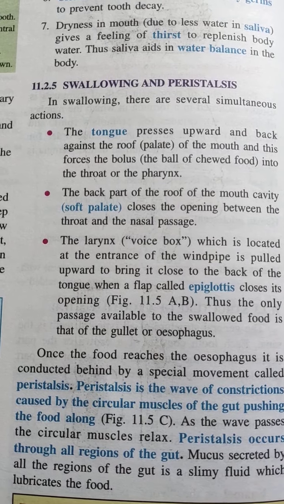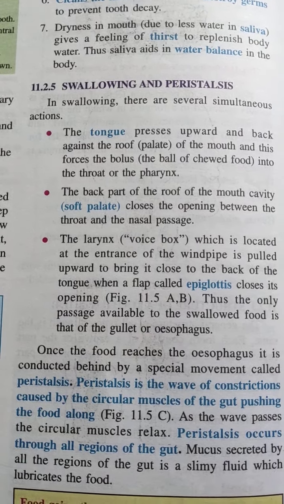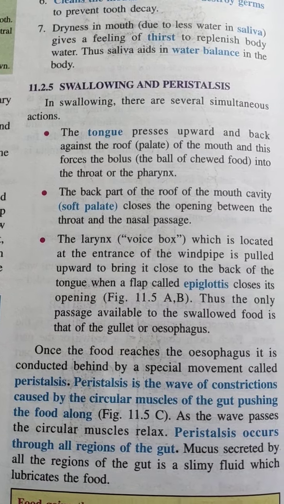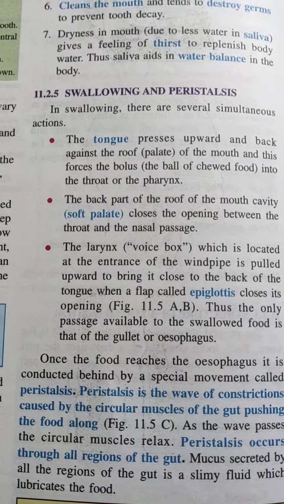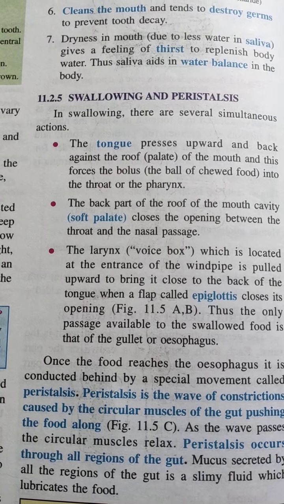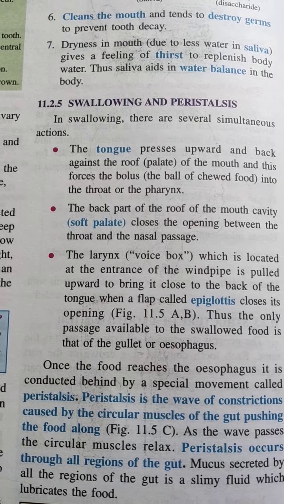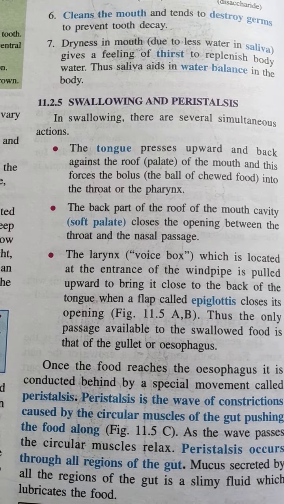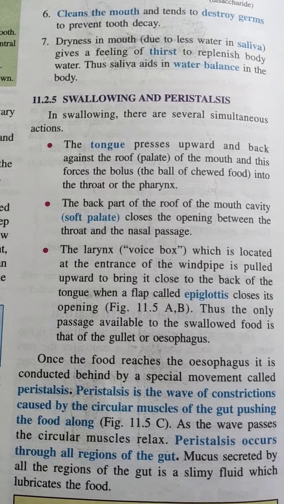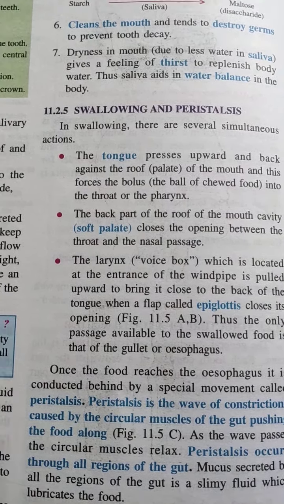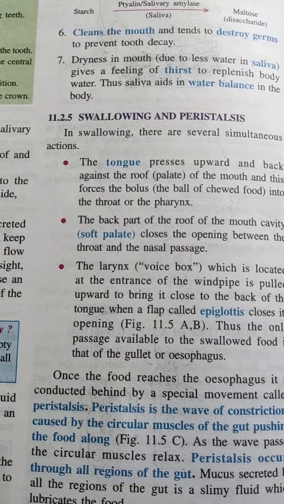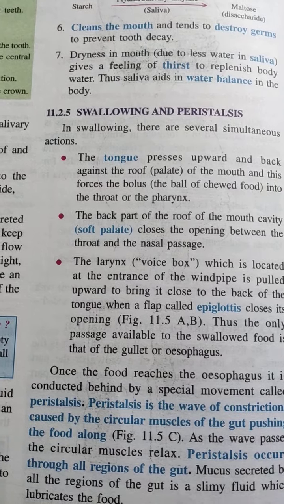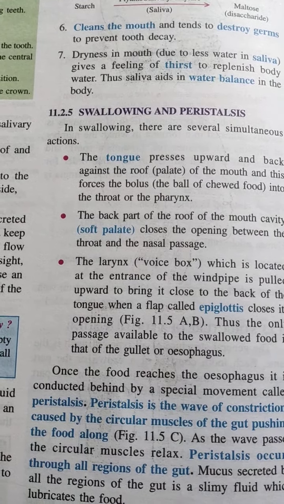Larynx, you know larynx, it is the voice box with which the voice is coming out while we are speaking, is located at the entrance of the windpipe, and is pulled upward to bring it close to the back of the tongue when a flap called epiglottis closes its opening. Now students, this epiglottis is very important because we must know where it is located and what its function actually is. It's a flap which helps the food to go inside the food pipe rather than the air pipe.